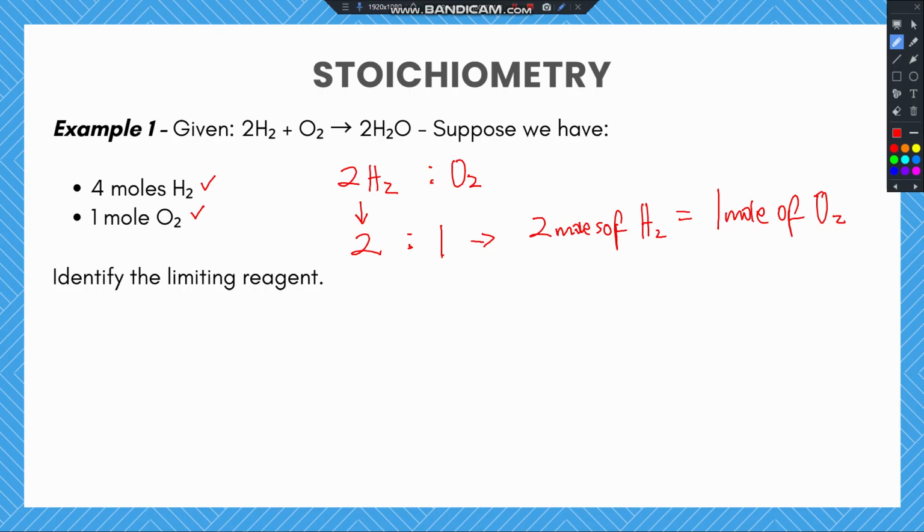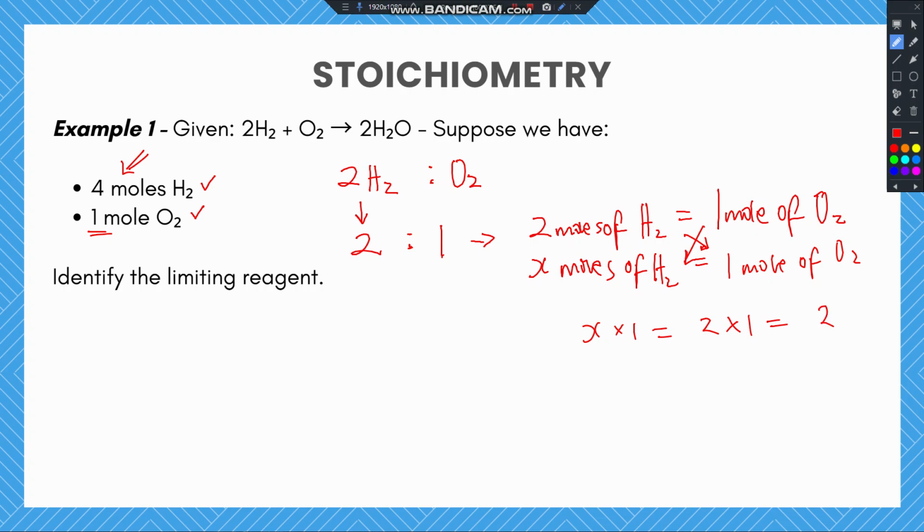So under this part for hydrogen, I'll simply say X moles of hydrogen, H2, will now require 1 mole of O2. You can see over here we have 1 mole of O2. So we're assuming we don't know the number of moles of hydrogen that we need. So let's cross multiply. When we cross multiply, we have X times 1 is equal to 2 times 1. This gives us 2 moles.